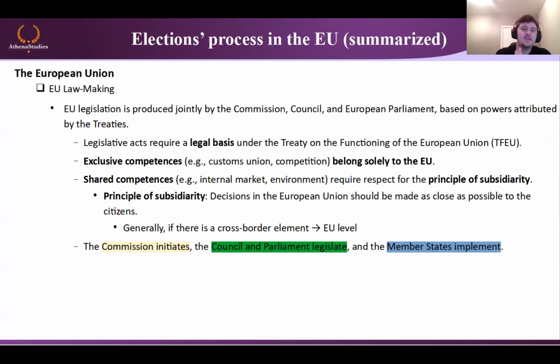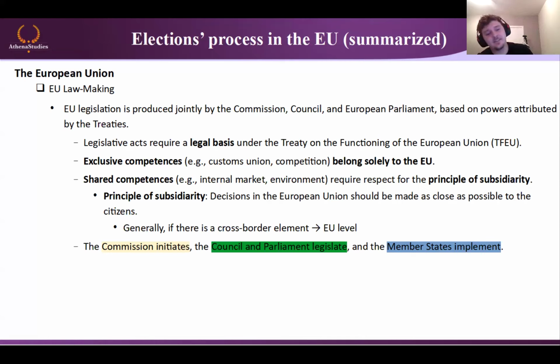And so for EU lawmaking, very quickly, I really love the EU, so I could talk about it for hours, but that's not the course. EU legislation is produced jointly by the Commission, Council, and European Parliament. Again, I'm repeating myself, based on powers attributed by the treaties. The legislative acts require a legal basis under the TFEU.